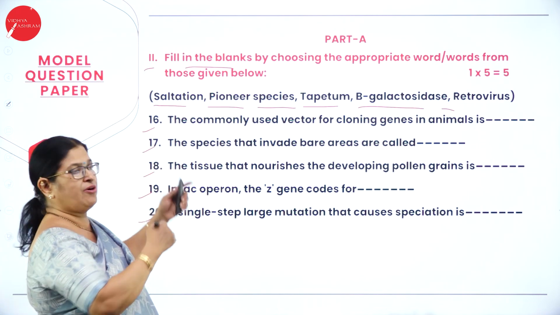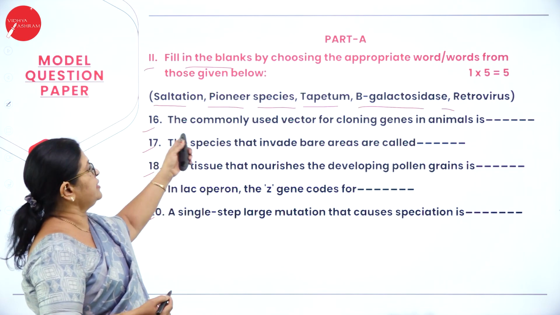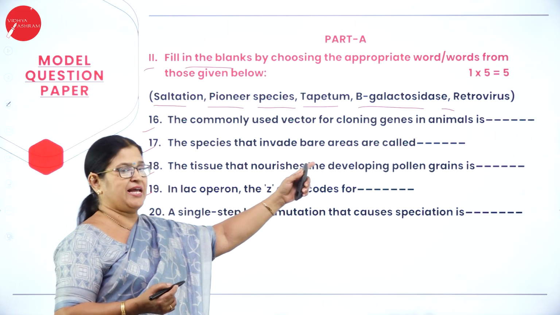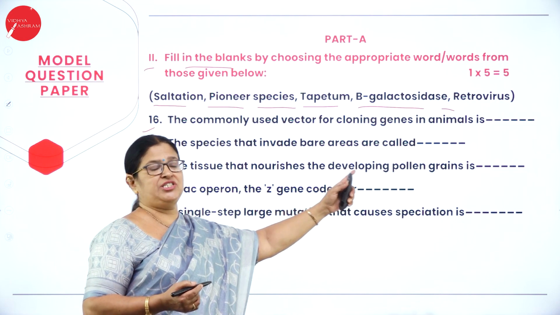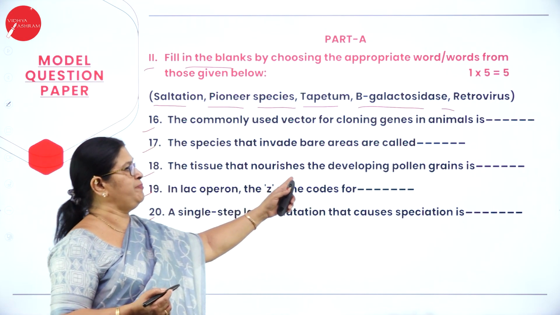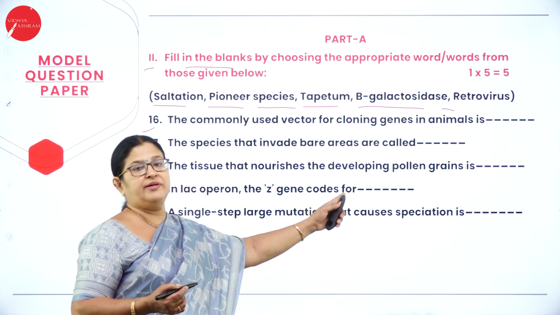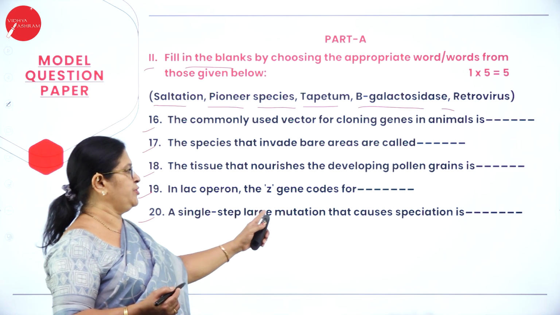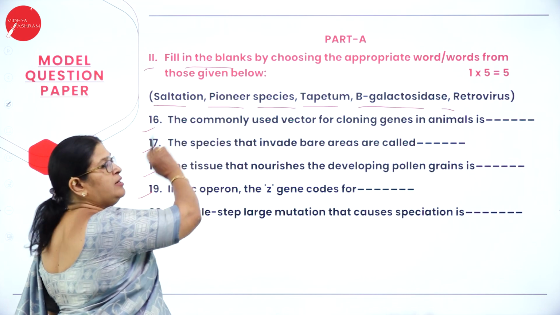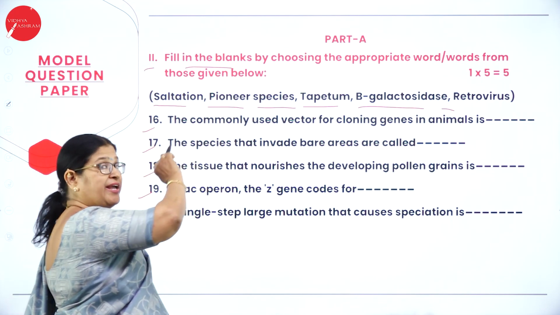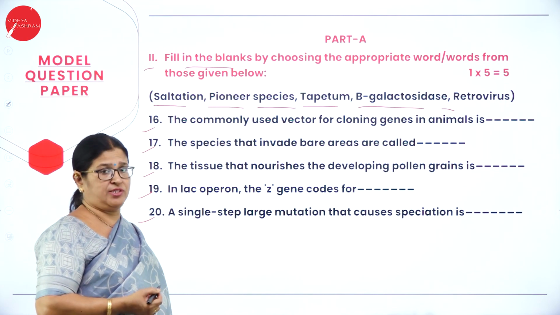So what is the first question? Anyhow, I am going to discuss the answers in the coming slide. So I will be just reading out the question. The commonly used vector for cloning genes in animal is dash. The species that invade bare areas are called dash. The tissue that nourishes the developing pollen grain is dash. In lac operon, the Z gene codes for dash. A single step large mutation that causes speciation is dash. So the dashes in the fill in the blanks need to be filled with the appropriate answers that are already given for you. So this is quite easy to answer if you are very sure with the concepts.